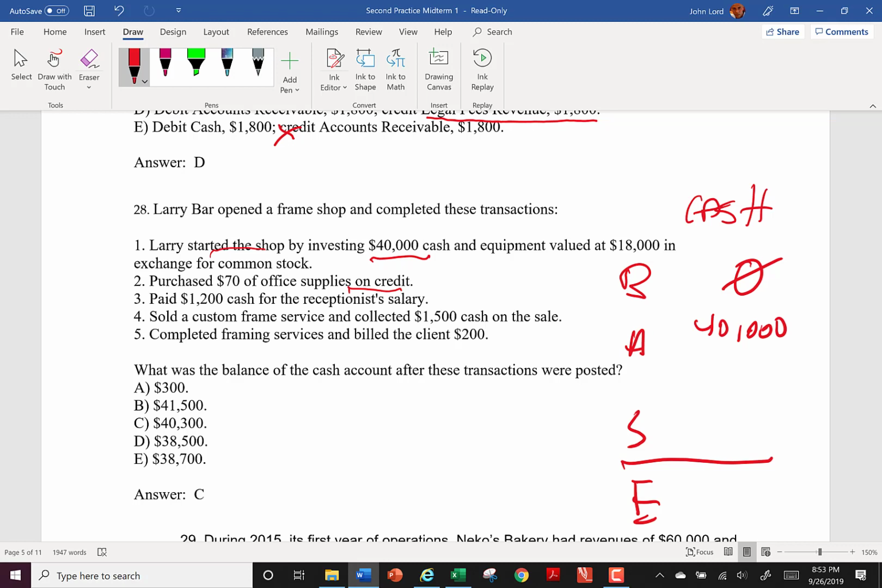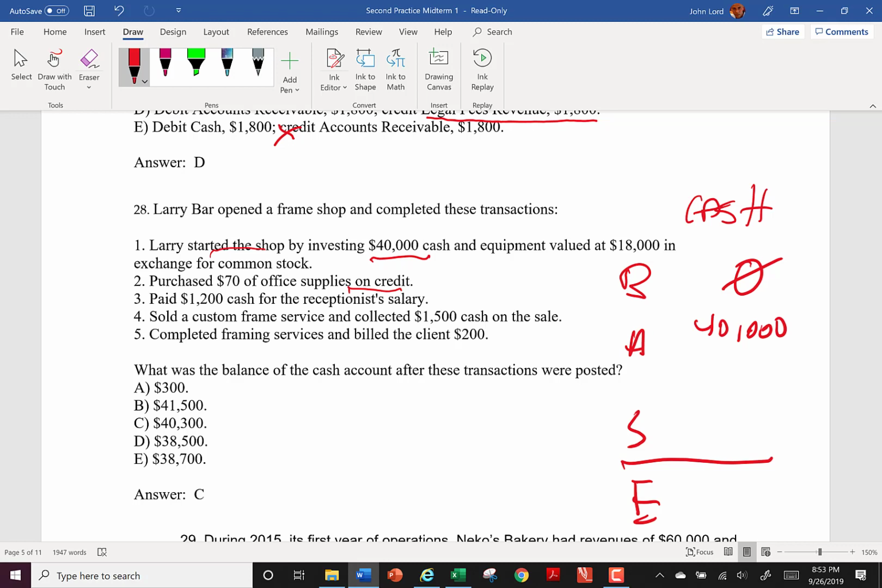I understand you're starting to think like accountants. You're saying, well, wait a minute, you didn't do the whole journal entry. You should have debited cash for 40,000. You should have debited equipment for 18,000 and credited the common stock for 58,000. What the hell's wrong with you? You're not practicing double entry bookkeeping. I understand that. Okay, but right now I'm just analyzing cash, right? And equipment's not cash?